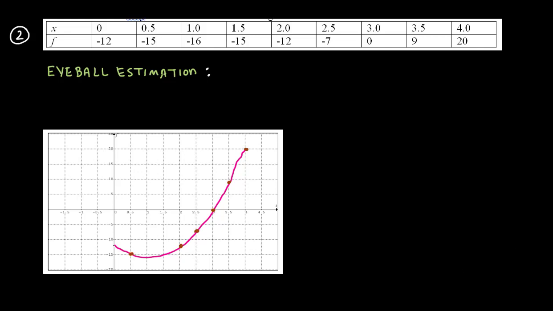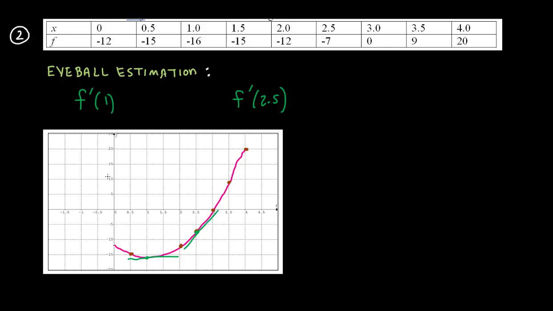All right, so eyeball estimation. Quite frankly, I'm not all that interested in eyeball estimation. It's not a standard method that's allowed on AP. You might give it a try, though. Draw a tangent. We need an eyeball estimation for f prime of 1, and we also need an eyeball estimation for f prime of 2.5. So that means at 1, we draw a tangent the best we can and predict its slope, and then at 2.5, draw a tangent and predict its slope there.